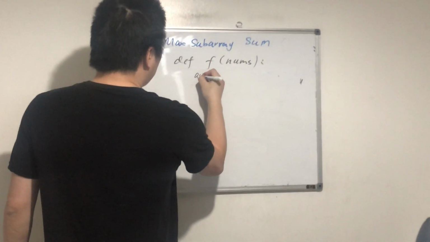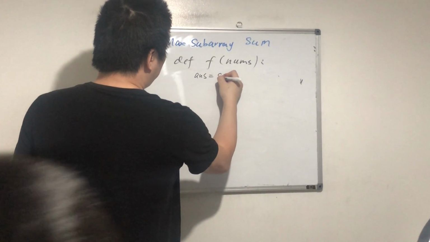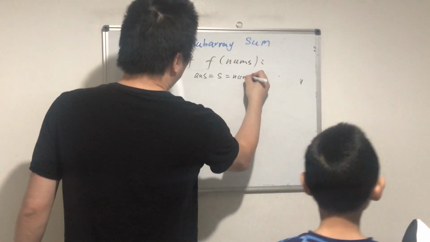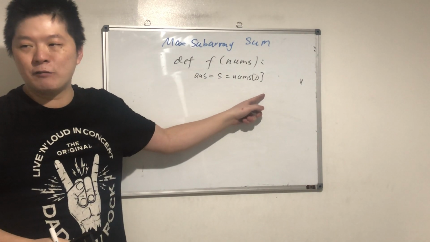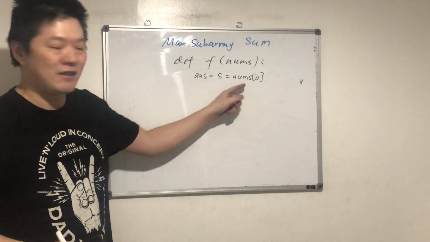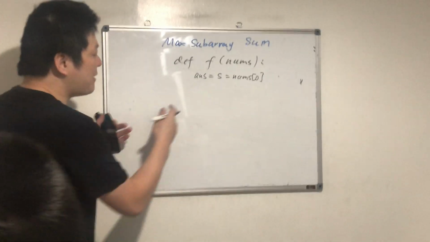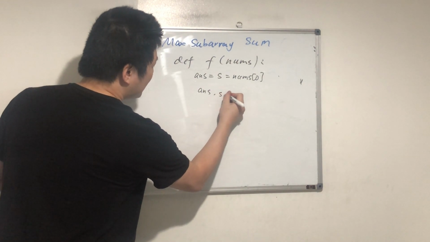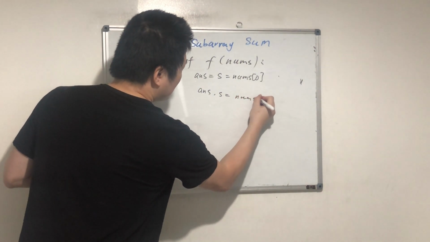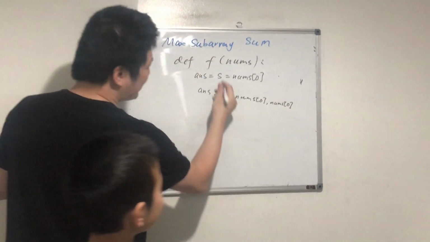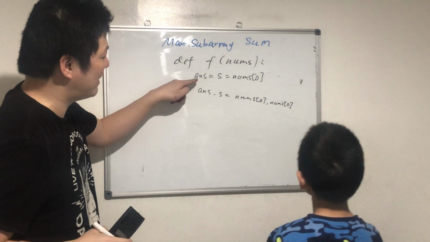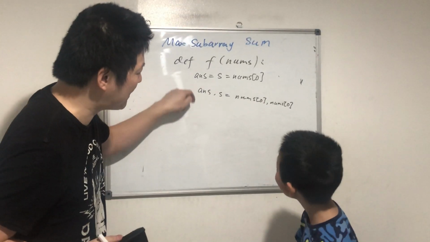Let's say answer equals the sublist equals the first number. Okay, let's try the first number. So look, you can write A equals B equals C, which means A equals C and B equals C. In this case, it's the same thing as answer, S equals nums[0]. In Python you can write it two ways. Or you can separate it into two lines, but this one is shorter, right? Does it make sense? This is the same.